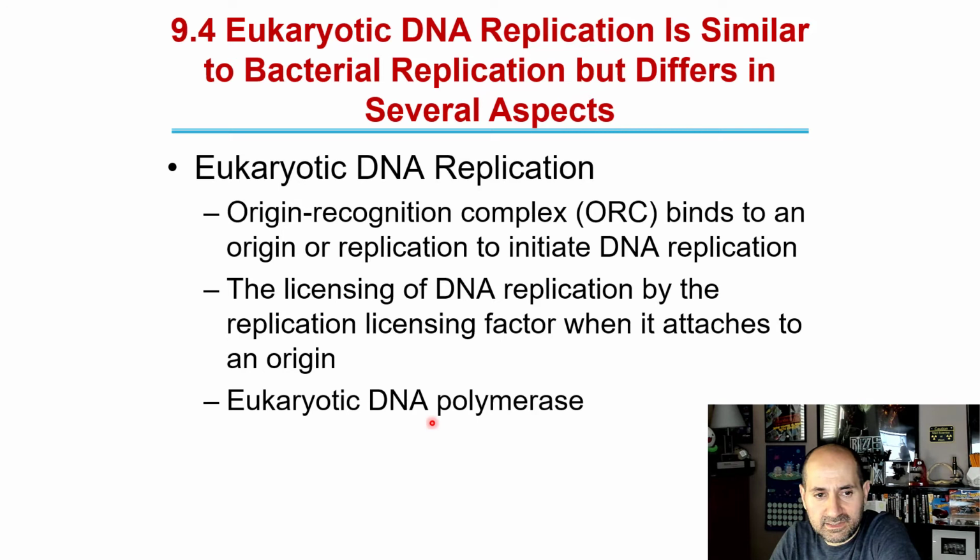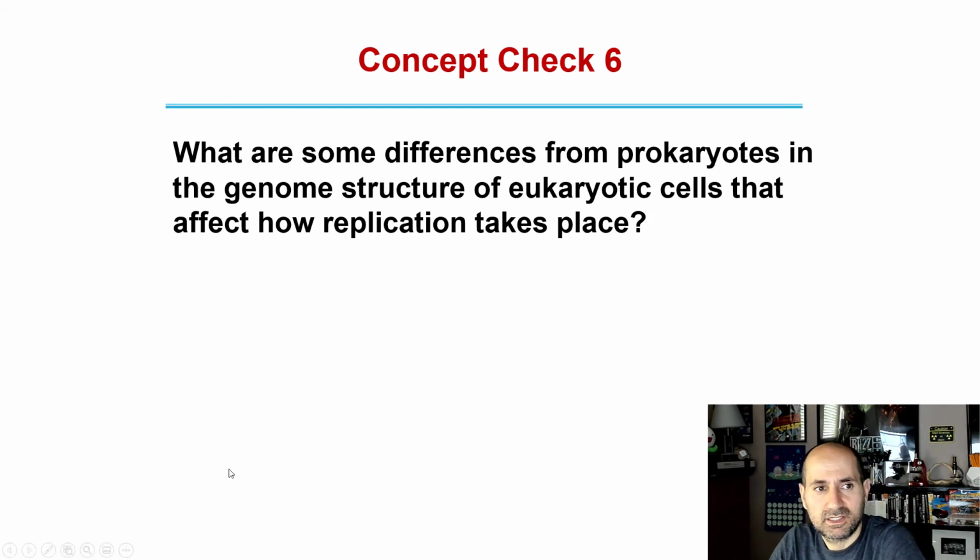And with DNA replication, you have multiple different DNA polymerases, whereas in prokaryotes, you only really have a handful of different DNA polymerases: DNA polymerase I, II, and III. In eukaryotes, you have a host of different polymerases. So basically, you have different players, but the same basic concepts, right? The same basic concepts.